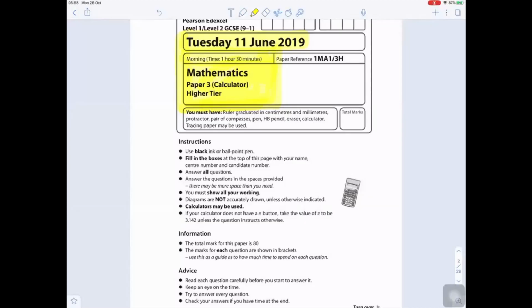Mathematics Paper 3, Higher Tier, June 2019. Answer all questions. You must show all your working. Calculators may be used.